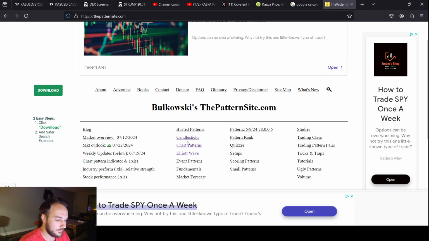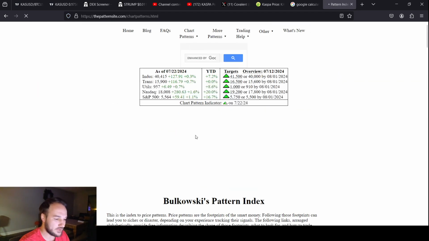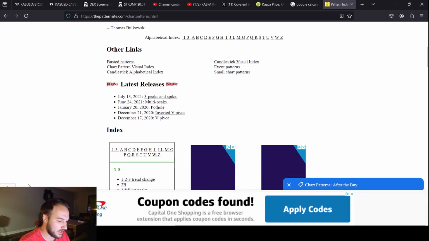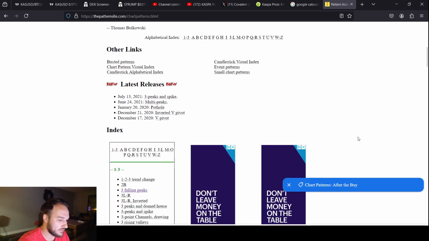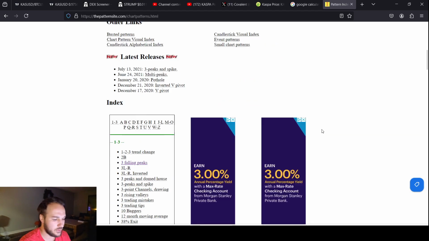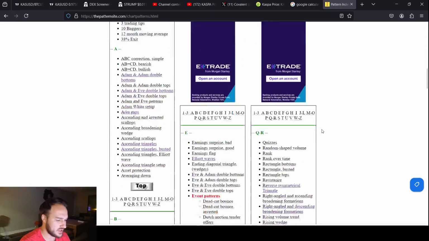But if you go to chart patterns here, this is free, patternsite.com. Thomas Bulkowski made this. He's a very respected and renowned trader in the trading world. You can buy his books or whatever. You don't have to. Everything that he does is free. But other than his books, and he does courses too, I think. But he gives quizzes and tests that are free as well.